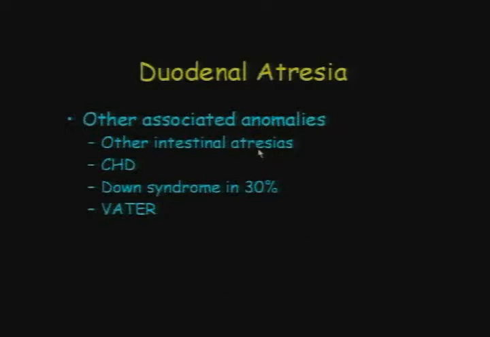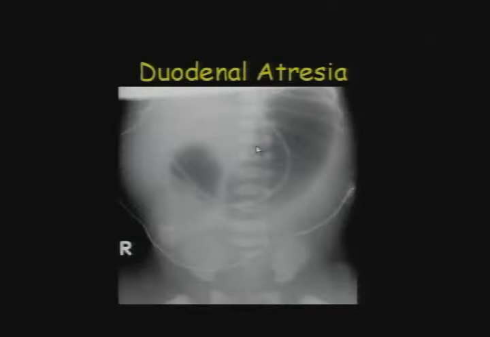Duodenal atresia, think about other associated abnormalities. They can have other intestinal atresias. Not infrequently, you'll have an esophageal atresia, tracheoesophageal fistula. They can have congenital heart disease. It's associated with Down syndrome in about 30%. So if you see a duodenal atresia, there's a pretty good chance that there is Down syndrome, but if you see Down syndrome, there aren't very many that have duodenal atresia. And then again, the VACTERL association.